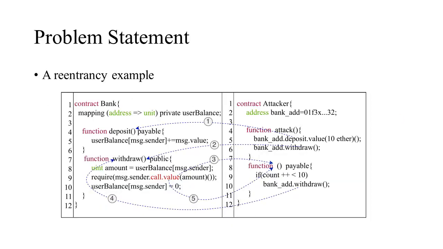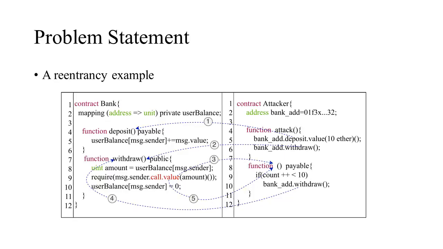This figure shows a simple example of reentrancy. There are 2 contracts, the bank contract and an attack contract. The bank contract has a reentrancy vulnerability. The bank contract has 2 functions, deposit and withdraw. We can first deposit $10 in the bank contract. Then we can withdraw the money by using the withdraw function.